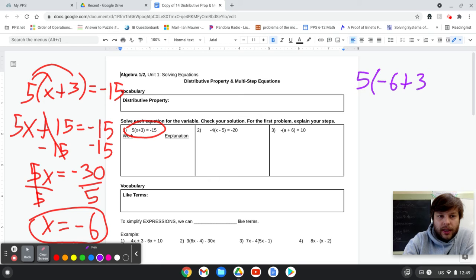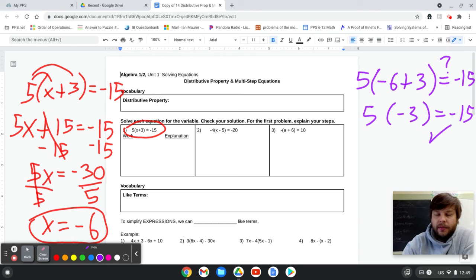Now we should test our solution by returning to the original problem and replacing the letter x with the number negative 6. When you're testing, put the little question mark above the equal sign and see if it works out. Negative 6 plus 3 is negative 3, and 5 times negative 3 is negative 15.